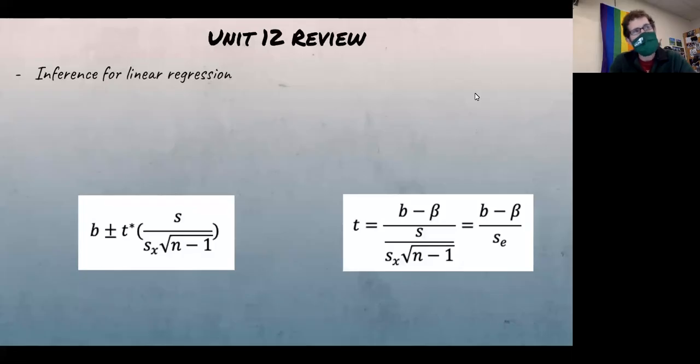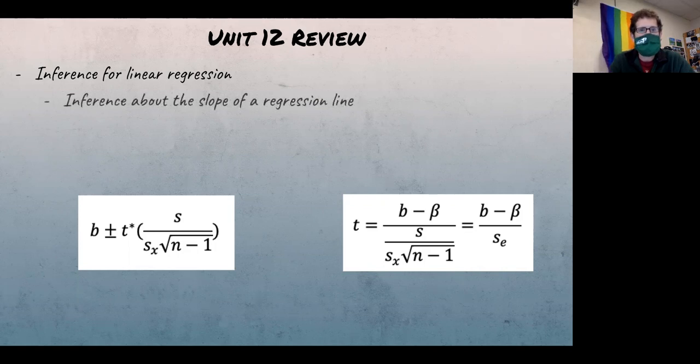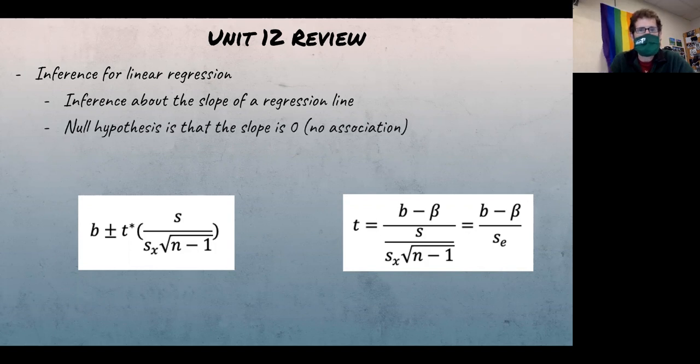This is the last stuff we covered, so probably needs the least review, but just for completeness' sake, let's go over what we talked about in Unit 12. This was inference for linear regression, and we're always making inference on the slope of a line. The null hypothesis in a hypothesis test is that there is no association, and therefore you're going to have a slope of 0. So remember, any positive or negative slope means there's an association of some kind, but the slope of 0 means that there's no association.